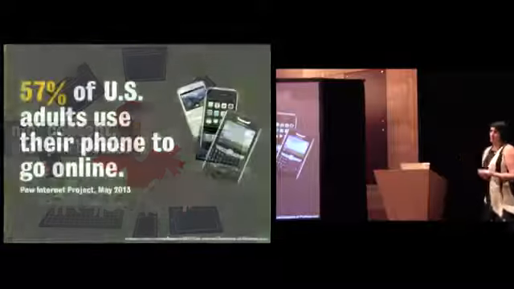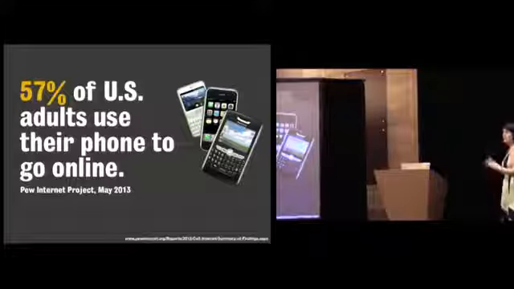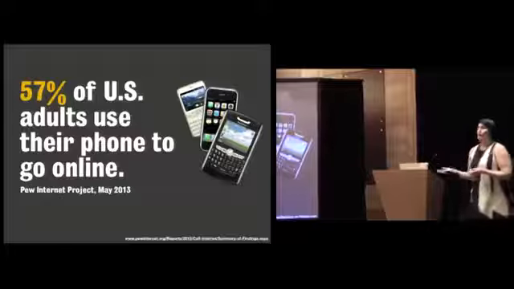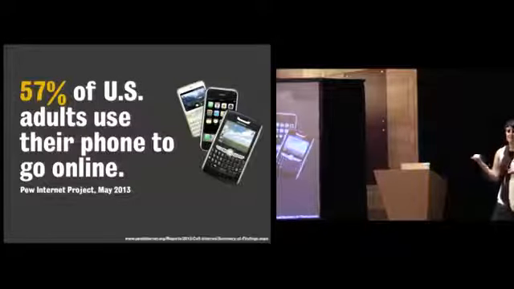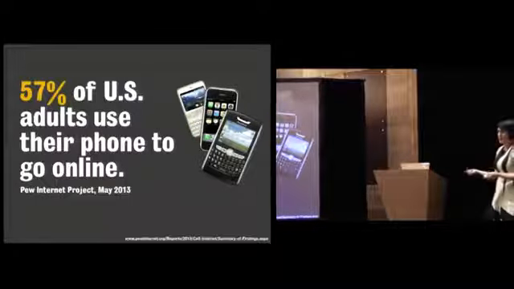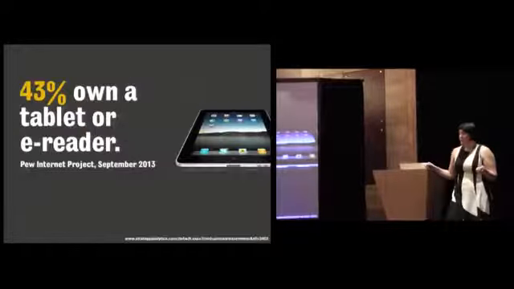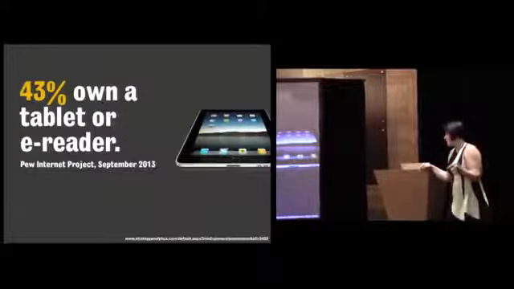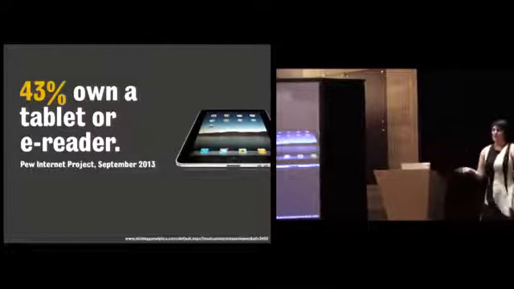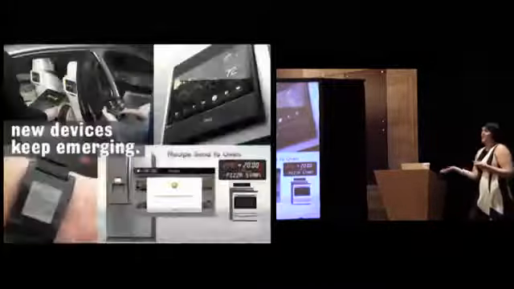So I started thinking about all these stats, right? You see these things that get blown around. This is from a Pew study. Pew Internet Project does a lot of really great research on how people use the internet. They're saying about 57% of US adults use their phone to go online. This was as of May 2013. They'll probably produce some new stats really soon. But 57%, more than half, were already using their phone to go online then. And then you've got tablets: 43% have a tablet or an e-reader, again from Pew, from September. So we all have these devices, and it's not just early adopters anymore. It's everybody.